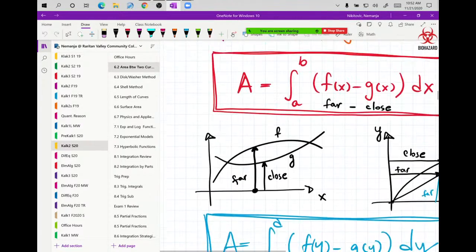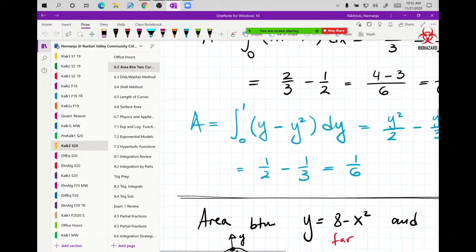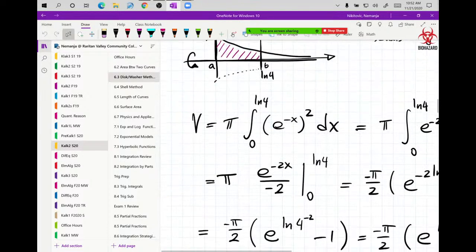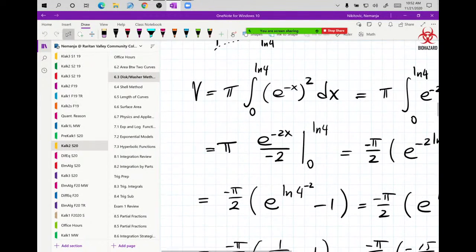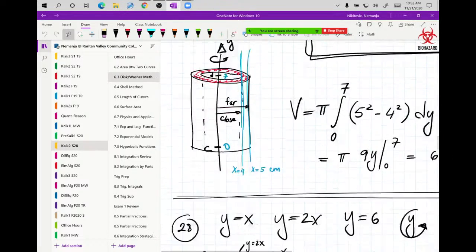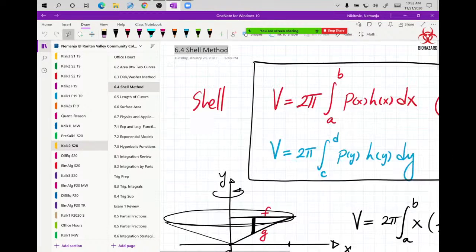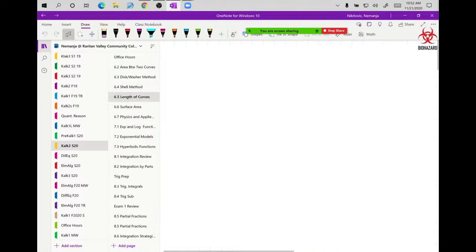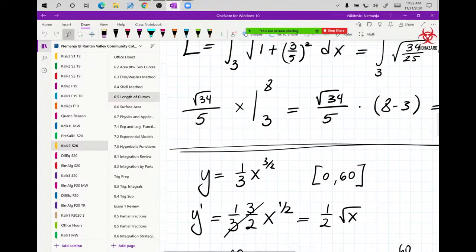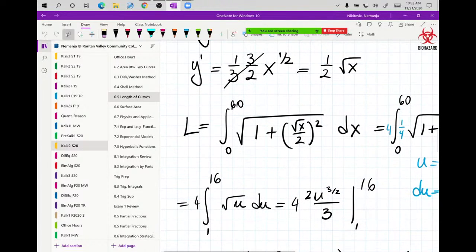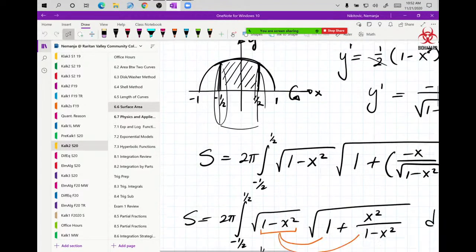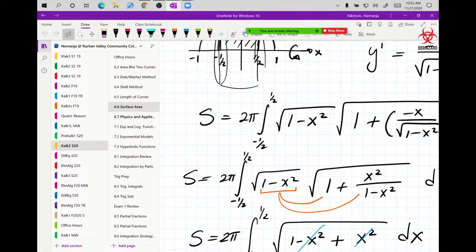Go anywhere in here. All of the formulas, 0 to 1. Next section. What are the formulas? 0 to ln 4, right? 0 to 7. What is the next section? Boom. Integral 0 to 6, you can see it. Length of curve, next section. 3 to 8, 0 to 60. Next section, 6, 6. What is the integral? Negative 1/2 to half, for instance.